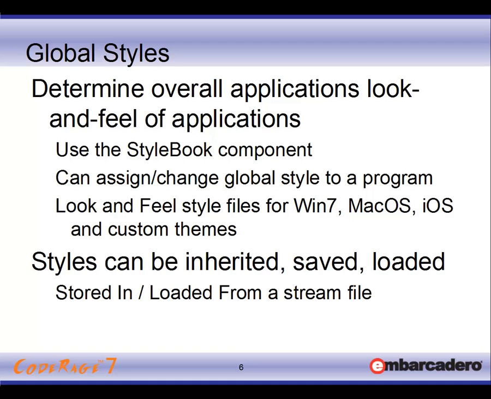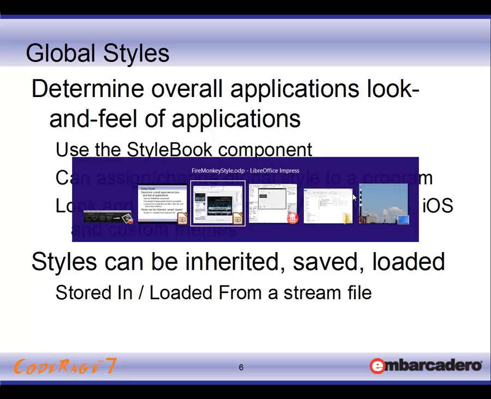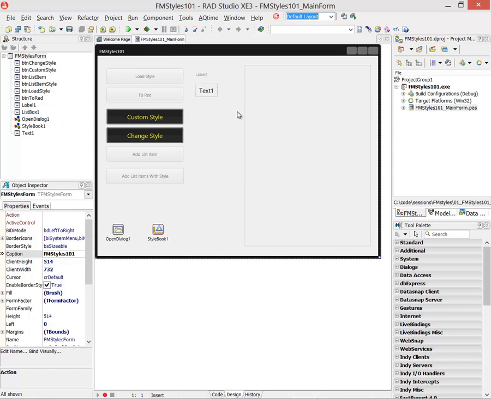and make your application look native to a given platform. Now, there are default styles that are applied automatically, so even if you don't pick a style within a style book, your application will have a specific style for the platform it is compiled for, so either Windows 7, Mac OS, or iOS. So let me start showing you this example that will guide us throughout most of the session.